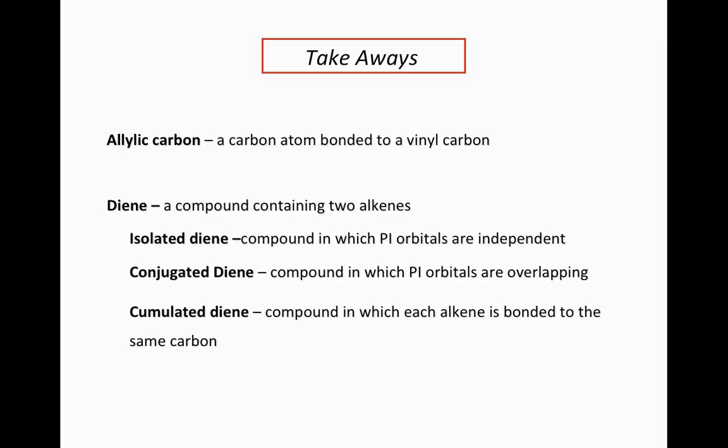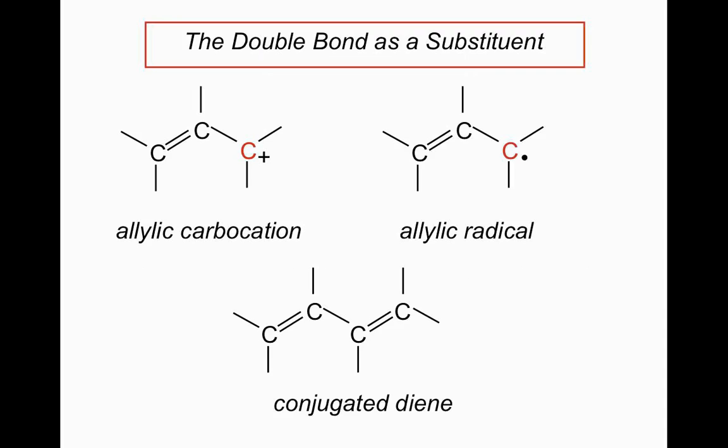For this pre-lecture, we will focus mainly on the structure of allylic carbons as well as the structure of dienes and talk a bit about their chemical reactivity as related to their structure. So, let's begin by talking about allylic carbons.